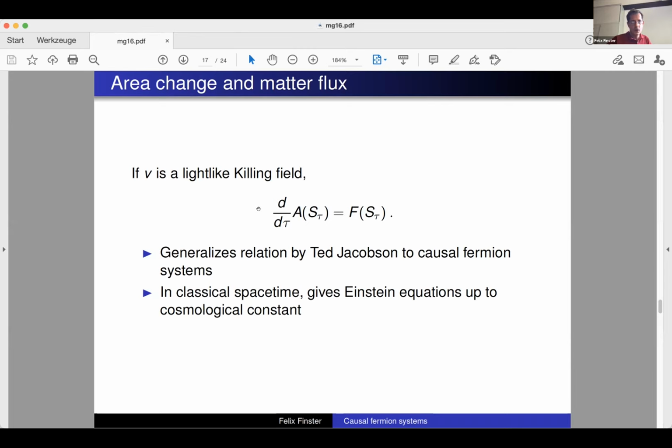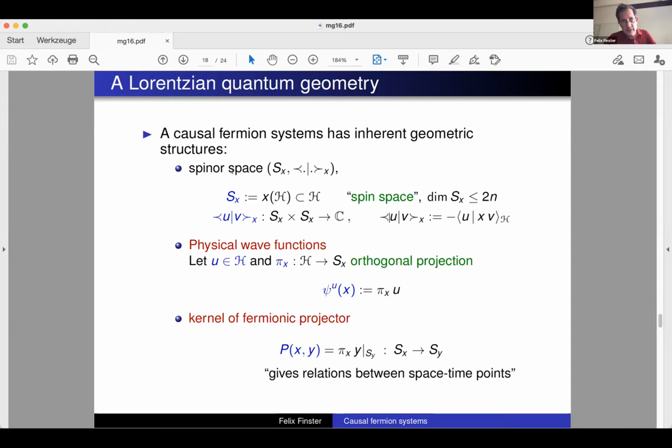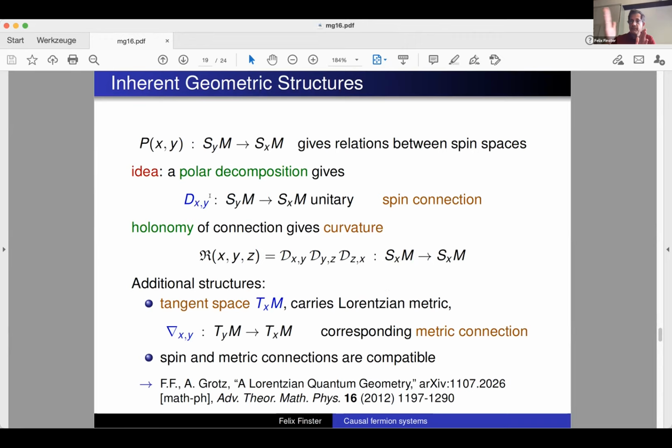Okay, and finally, I wanted to mention, I think I'm running out of time, there is also the geometry of the causal fermion system itself, which we call Lorentzian quantum geometry. If you start from a causal fermion system, or this rather abstract setting, then one can introduce spinors, one can introduce physical wave functions, and one has an object, the so-called kernel of the fermionic projector, which gives relations between nearby space-time points. And out of this kernel of the fermionic projector, one can in fact construct a spin connection. So it's like a unitary mapping from one spin space to the other. And the holonomy of this spin connection gives the notion of curvature of these quantum space-times. There's also a corresponding tangent space and the corresponding metric connection. I worked all this out together with Andreas Grotz about 10 years ago.